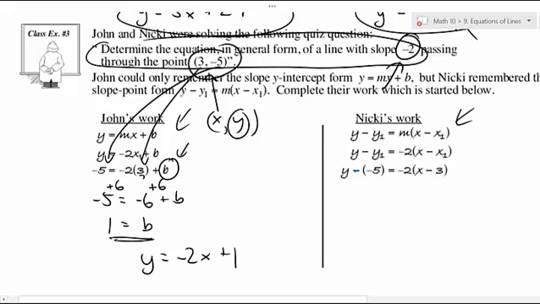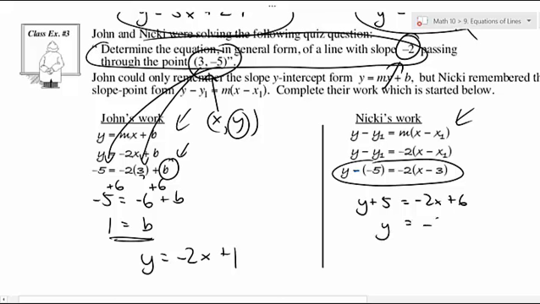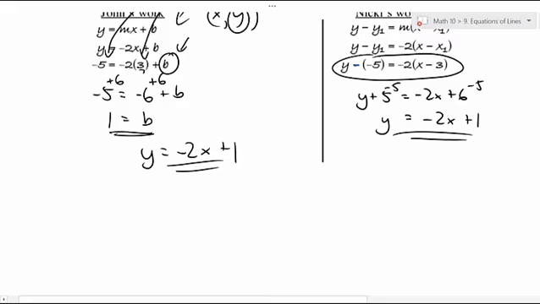Hey, Nikki, she can figure things out too. So she's got this far with those points. She's using the slope point form. So now we've got y plus 5 equals negative 2x plus 6. So y equals negative 2x plus 1. And all that was taking away 5 from here, taking away 5 from here. They got the same answer. You can do either way, no problem there.